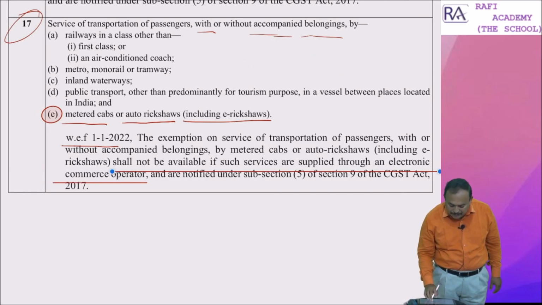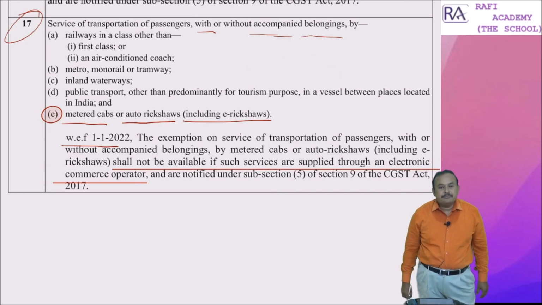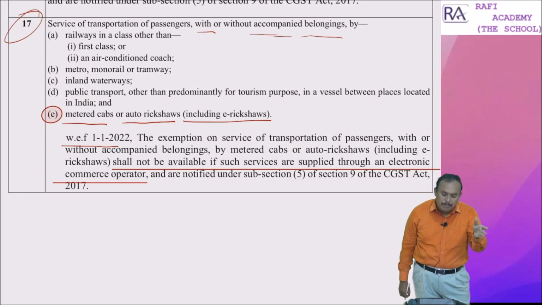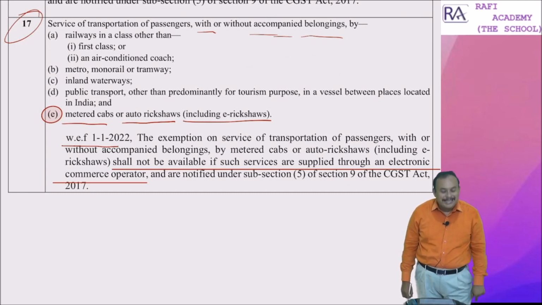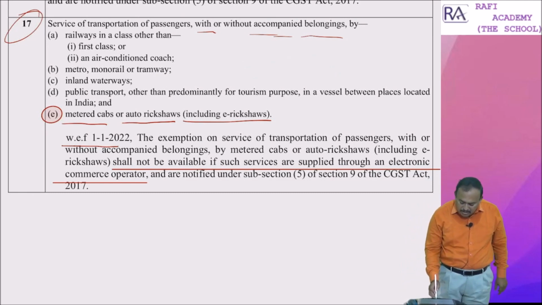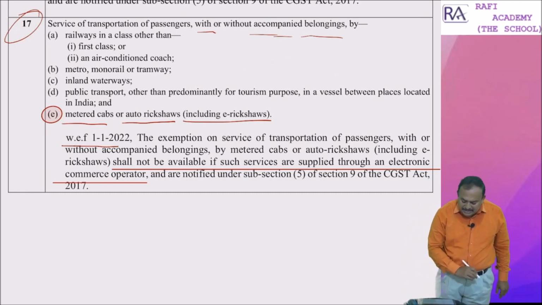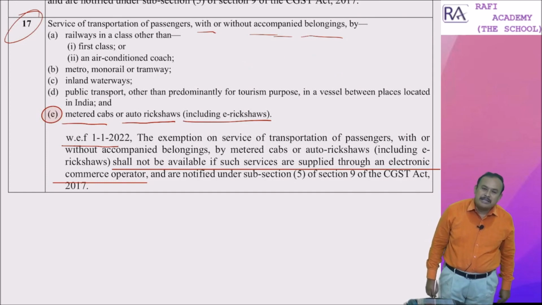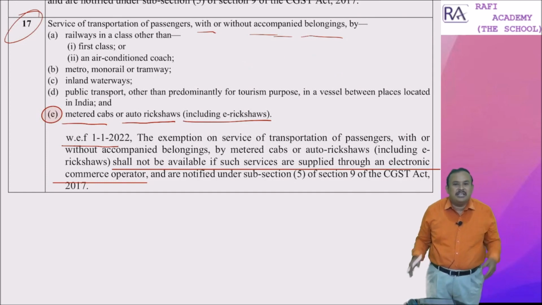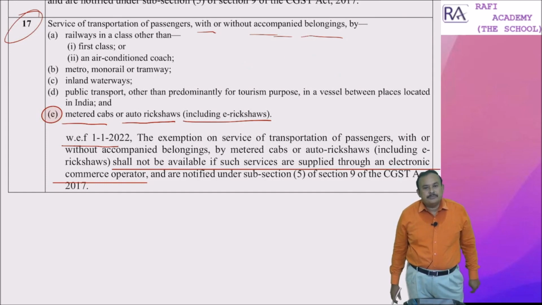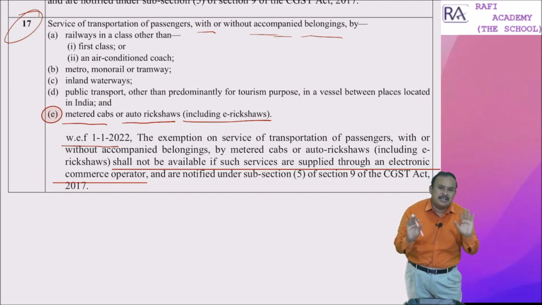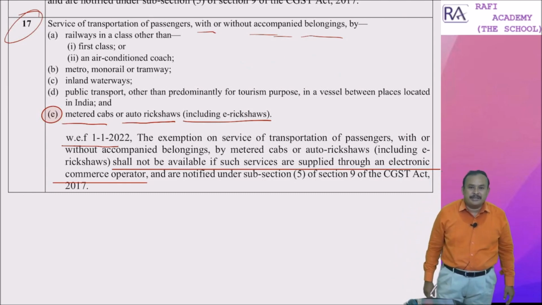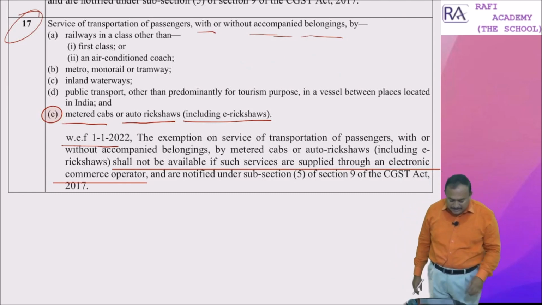Got the clarity, my dear friends? Because if I provide the services of metered cab or auto rickshaw, now it has been further added, including e-rickshaw, and provide the services through an e-commerce operator, I am disqualified for claiming exemption. Who is liable to pay GST? The e-commerce operator is liable to pay GST. Therefore, the question of exemption does not arise. Is it clear, my dear sir?